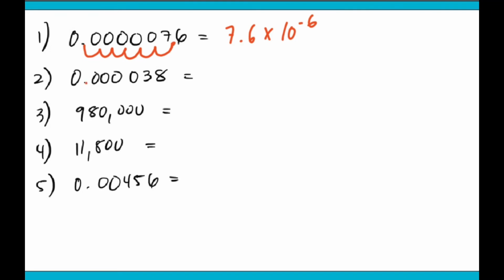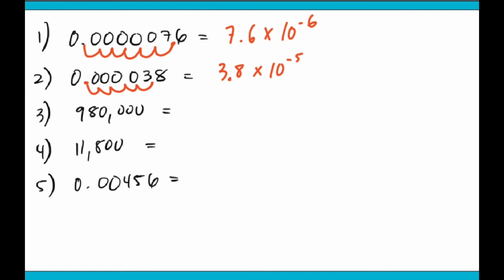The next one, I identified my decimal. 1, 2, 3, 4, 5. This time I moved it 5 times. So it should be 3.8. My decimal wasn't writing there. But anyway, 3.8 times 10 to the power of -5 because I moved to the right, therefore I'm going to subtract.